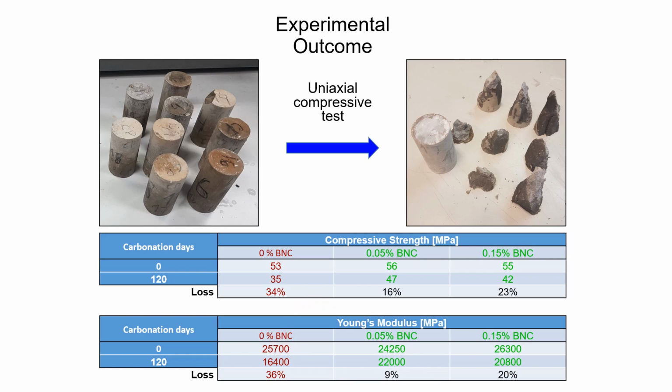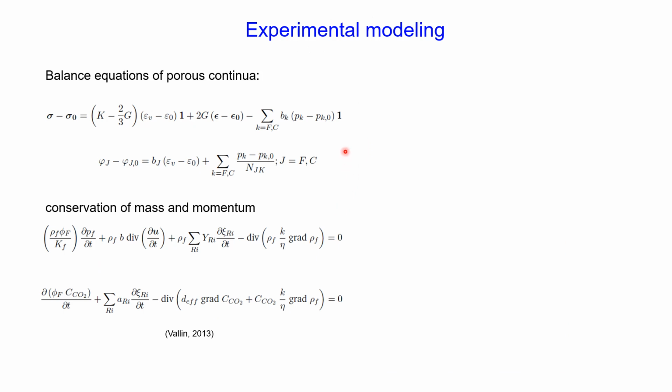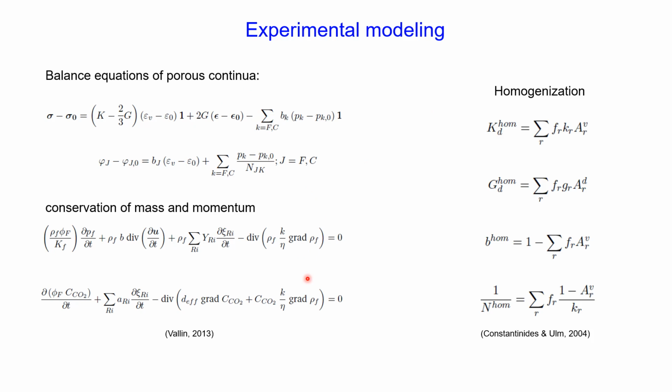of these parameters. In the experimental modeling, the model simulates the advance of the carbonation front in cement subjected to supercritical CO2 and the changes generated by the chemical reactions using the classical balance equation of porous continua based on conservation of mass and momentum. A homogenization technique is then introduced to calculate the poroelastic moduli of the cement paste during the dissolution and precipitation processes induced by its carbonation.